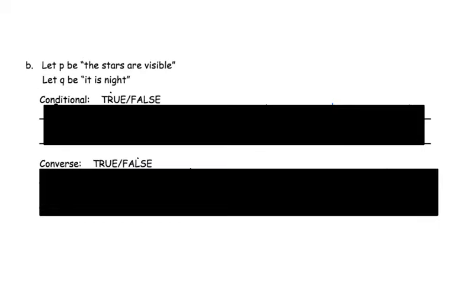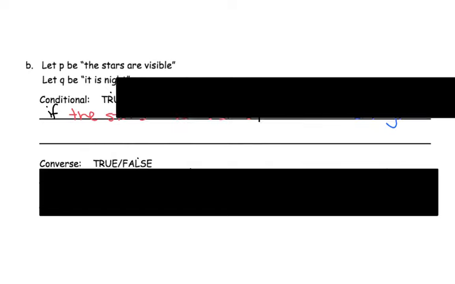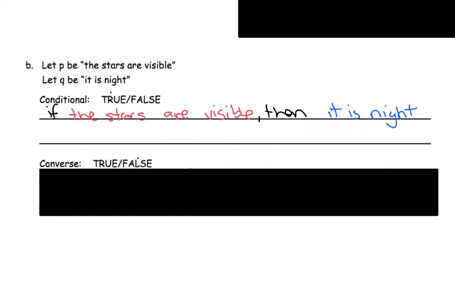All right, B. Let P be our hypothesis: the stars are visible. And let Q be our conclusion: it is night. So our conditional statement states, if the stars are visible, then it is night. So what do you think? True or false? If the stars are visible, then it is night. I believe that's going to have to be true.